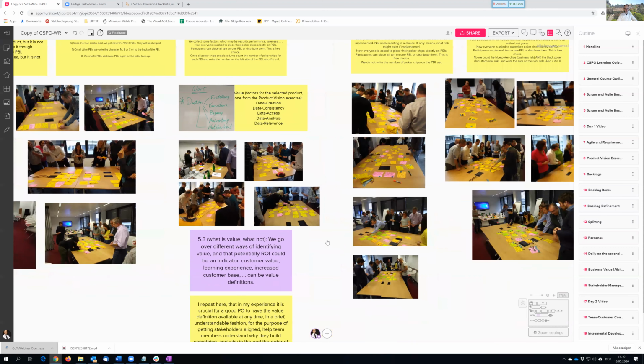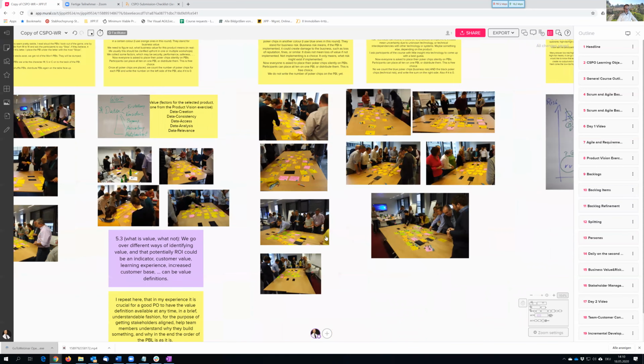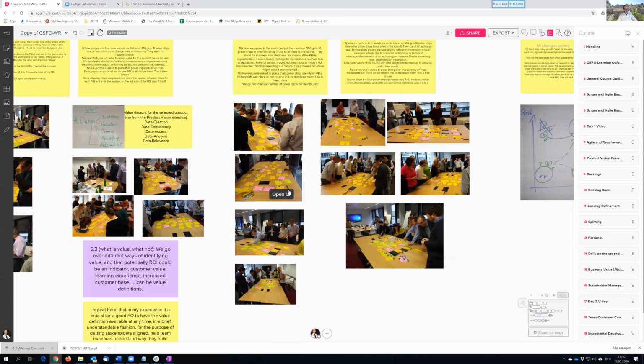And once we have done that, we write the number of the poker chips, the amount of the poker chips on the post-its, on the stickies. Then there's another round and another round. The third round is about business risk. So it's not just about business value, but also what kind of risk is associated with that.